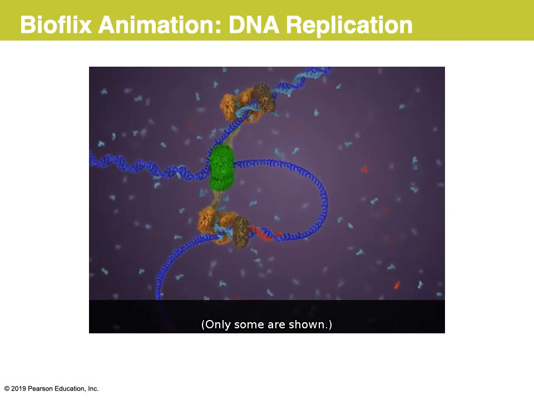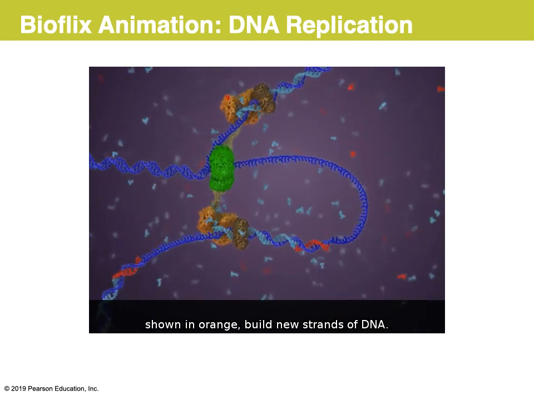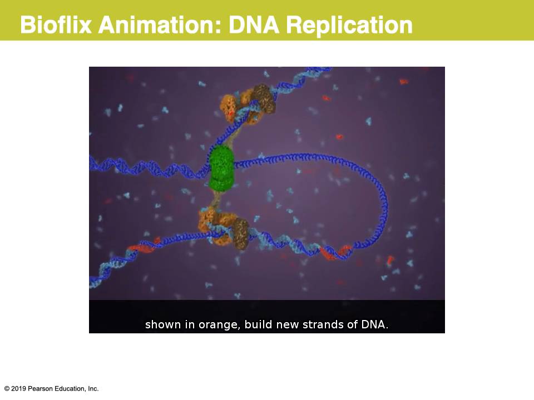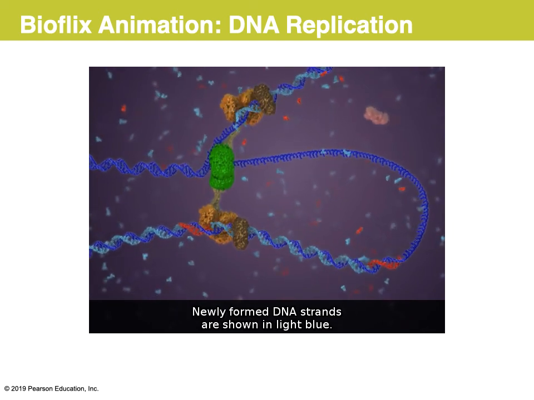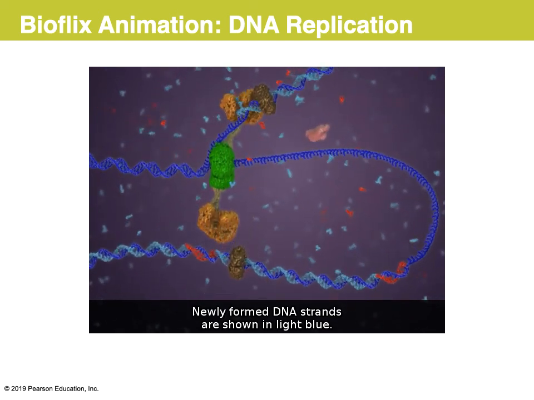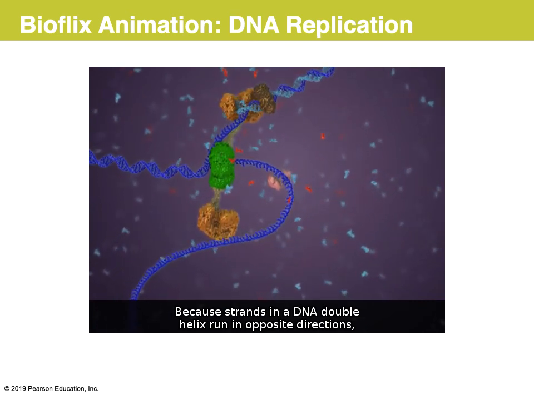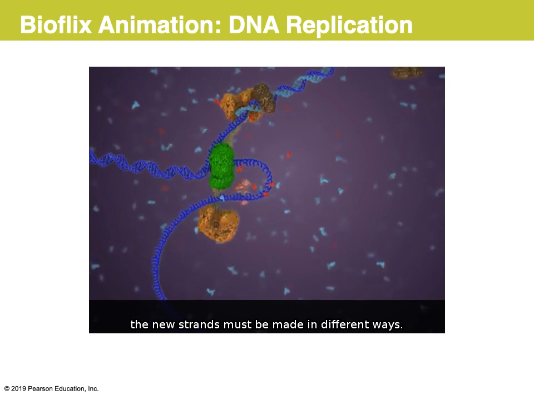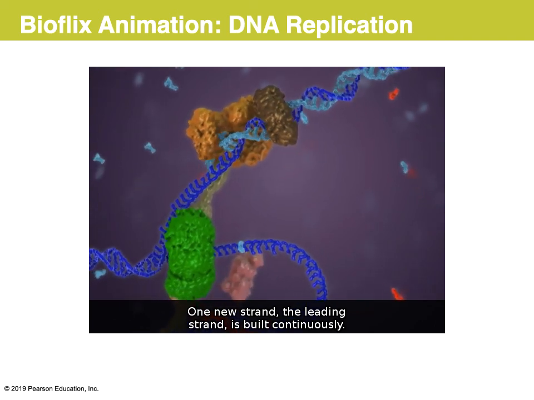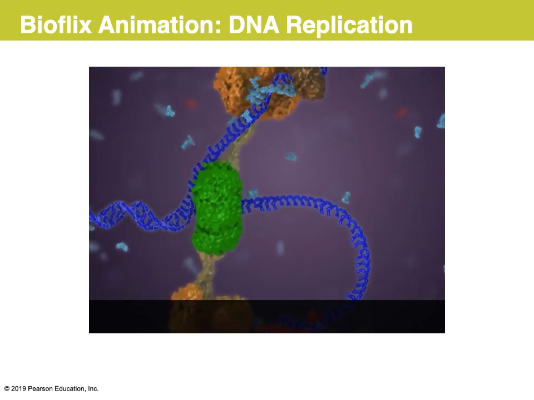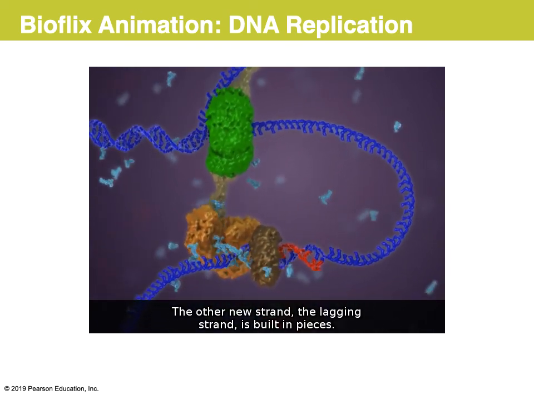Many proteins work together at the replication fork. Only some are shown. Here, the DNA is unwound, and DNA polymerases, shown in orange, build new strands of DNA. Original parental DNA strands are shown in dark blue. Newly formed DNA strands are shown in light blue. Because strands in a DNA double helix run in opposite directions, the new strands must be made in different ways. One new strand, the leading strand, is built continuously. The other new strand, the lagging strand, is built in pieces.